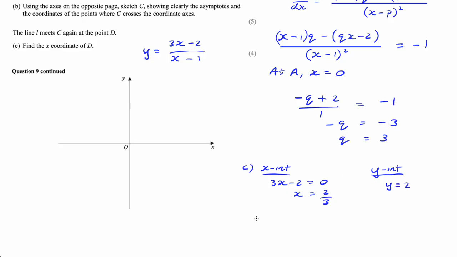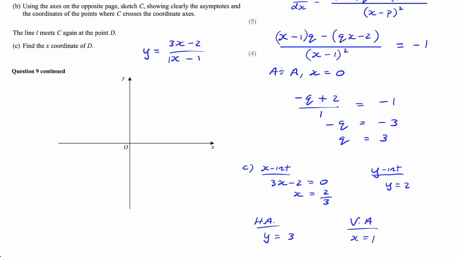We need the horizontal asymptote. The horizontal asymptote is when x approaches infinity, so the coefficients of x dominate, so we get y equals 3 over 1, or 3, and we need the vertical asymptote. The vertical asymptote is when the denominator equals 0, which is x minus 1 equals 0, so x equals 1.